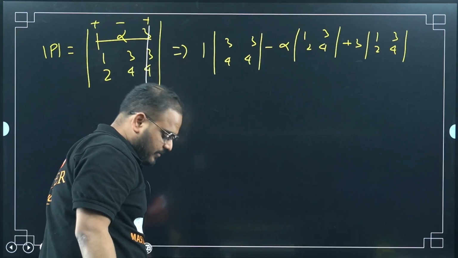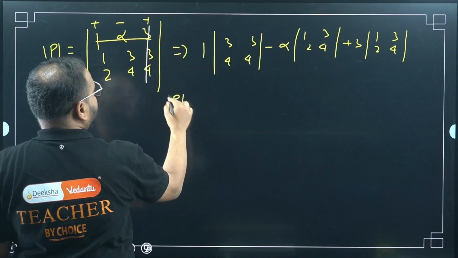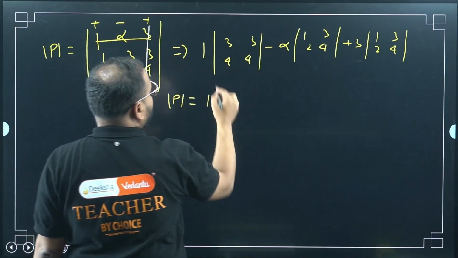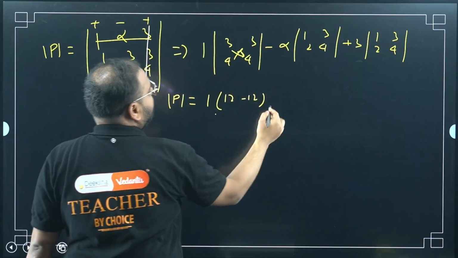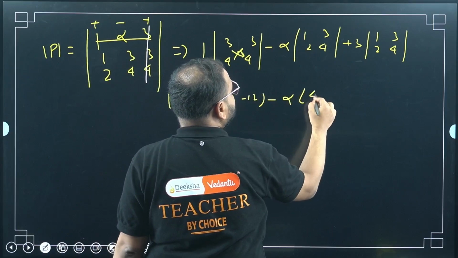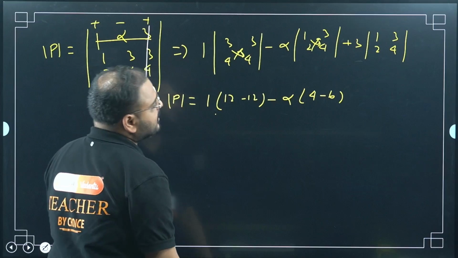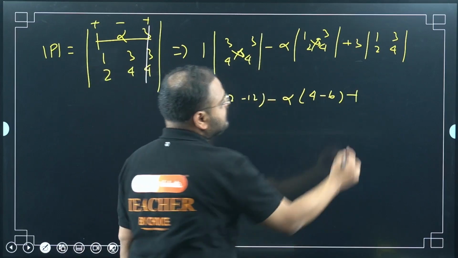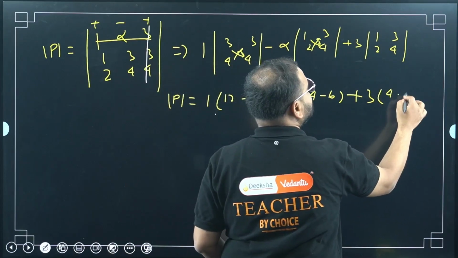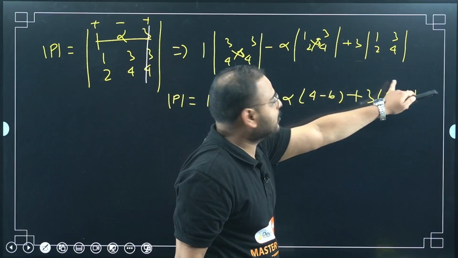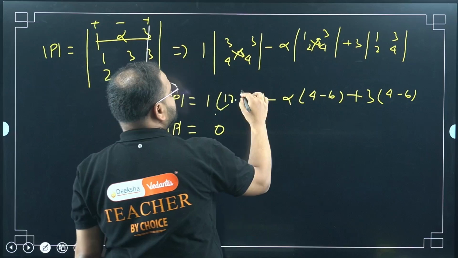Let's quickly find this determinant value in terms of alpha. So I can continue this as equal to 1 times of what? Check here. 12 minus 12. How much is that? 0. Correct? Over here, 4 into 1 is 4, and this is minus 6. 3 times 2 is 6. This is 4 into 1, and this is 2 into 3. So minus 6. What about this? This will be 3 times of 4 minus 6. 1 into 4 is 4, 2 into 3 is 6. So minus 6. So this is simply 0.